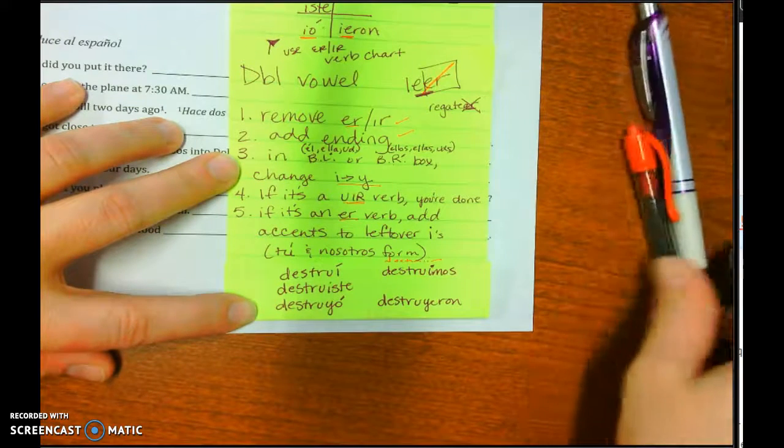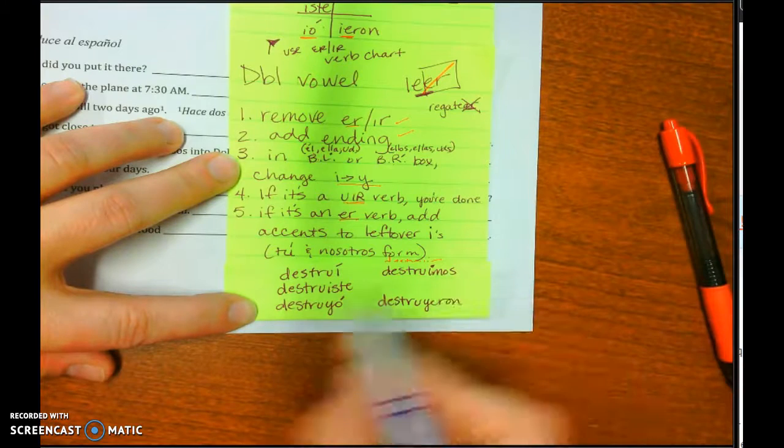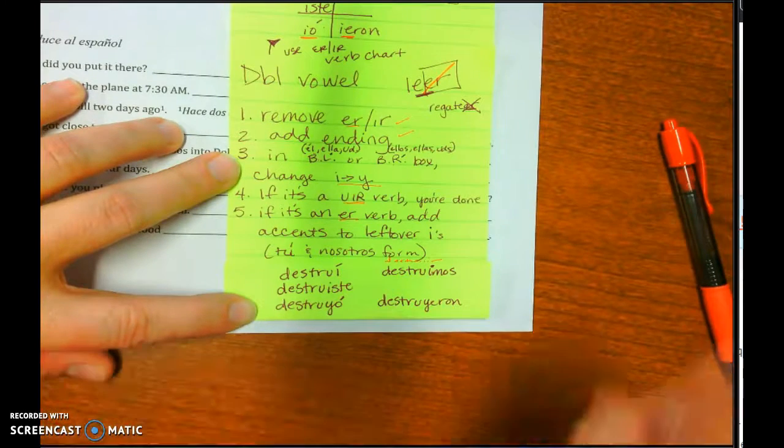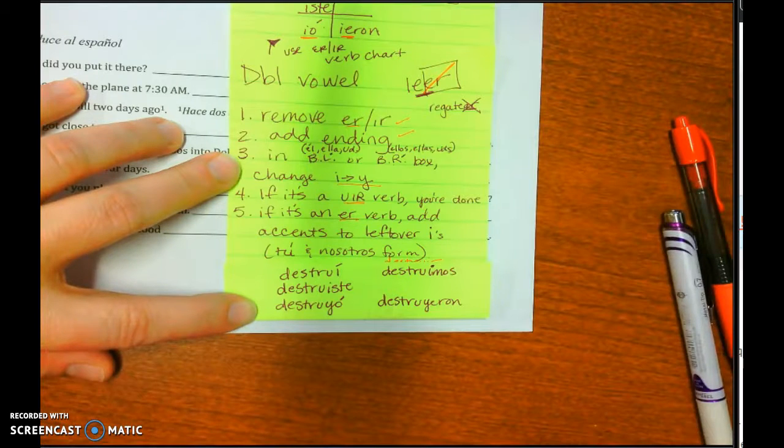Because it's a UIR verb, I'm not going to add accents back to those two right there. Okay? So those are double vowel verbs. Now let's talk about stem changers.